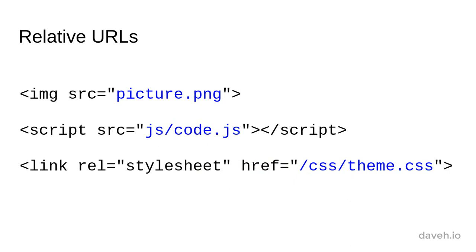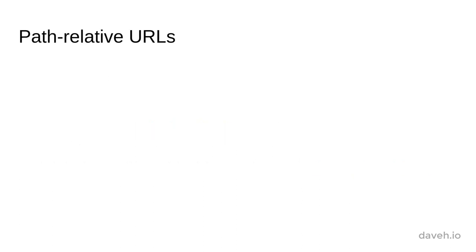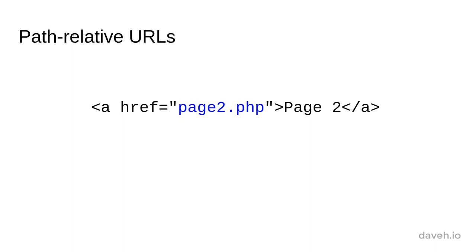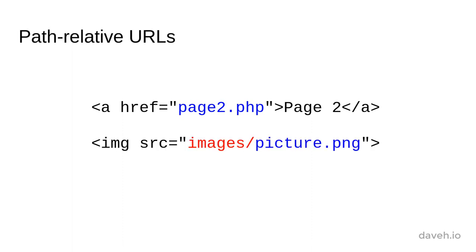Relative URLs, on the other hand, don't contain the full web address. Relative URLs are generally used to link to resources within the same website. There are several types of relative URL. If the file you're linking to is in the same folder as your HTML document, then you can just put the name of the file. This is known as a path relative URL. If it's in a subfolder, then you can just include the subfolder before the file name. These are relative to the current file. The problem with path relative URLs is they can easily be broken.